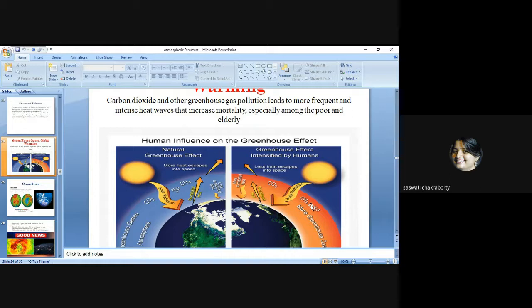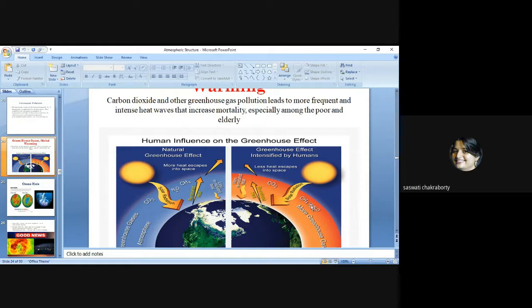Now, what happens? A portion of the heat or radiation given by the sun is absorbed by our Earth, because otherwise our Earth would have been a cold land, and we won't be able to survive. So a portion needs to be absorbed in order to maintain the basic temperature. Normally, when we talk about natural, a portion of the solar radiation is absorbed, and a portion is re-radiated in the form of heat.